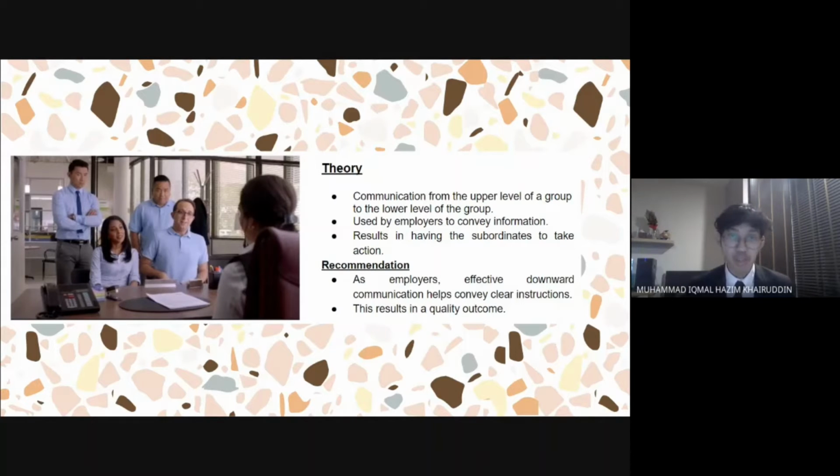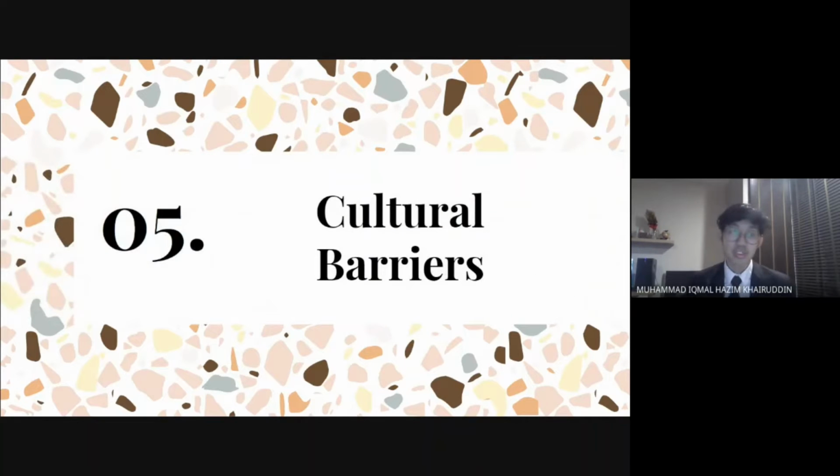Employers must give very clear downward communication so that the employees can use that communication and the information they received as a guide when they do their work, so that they can produce quality work. The fifth critical incident is cultural barriers.